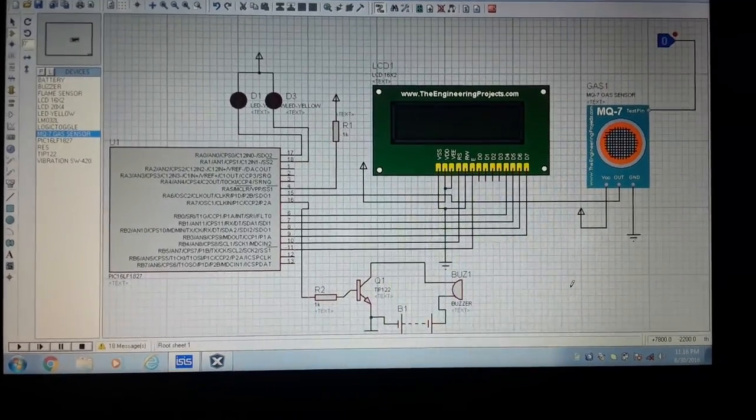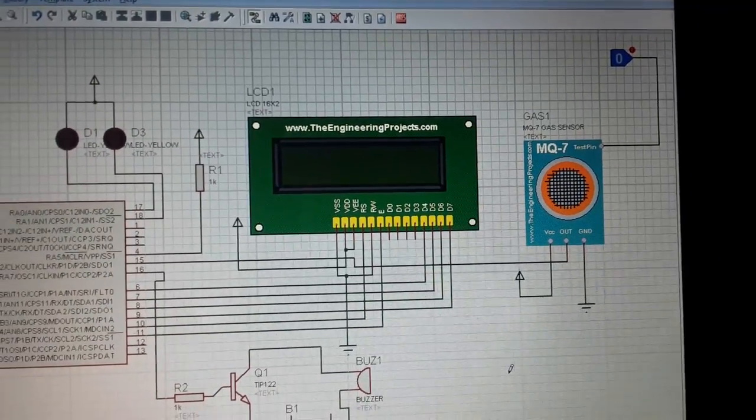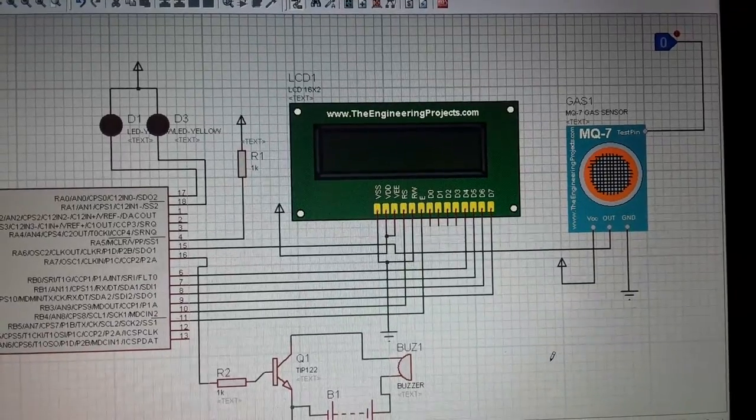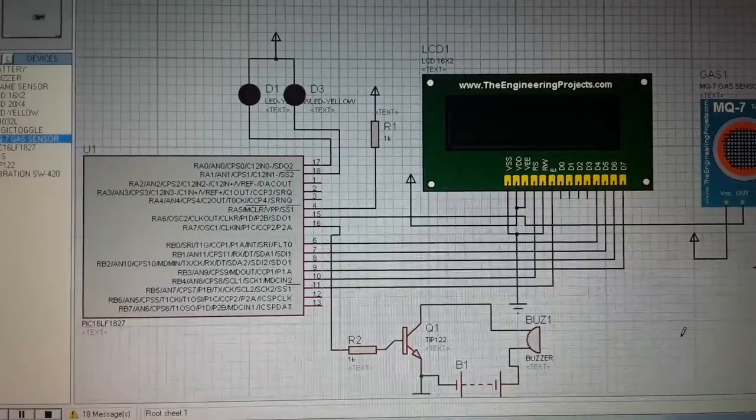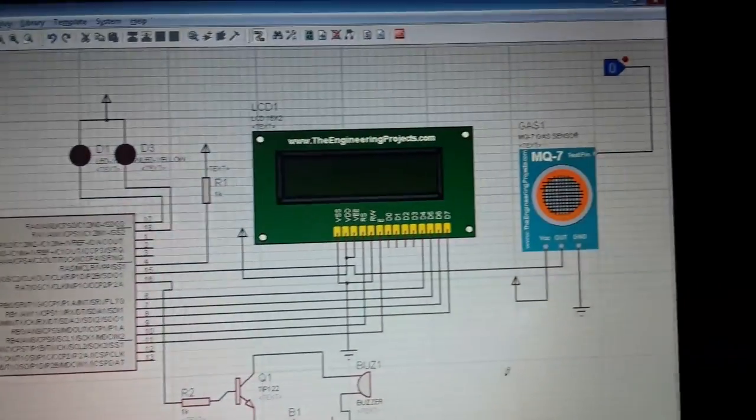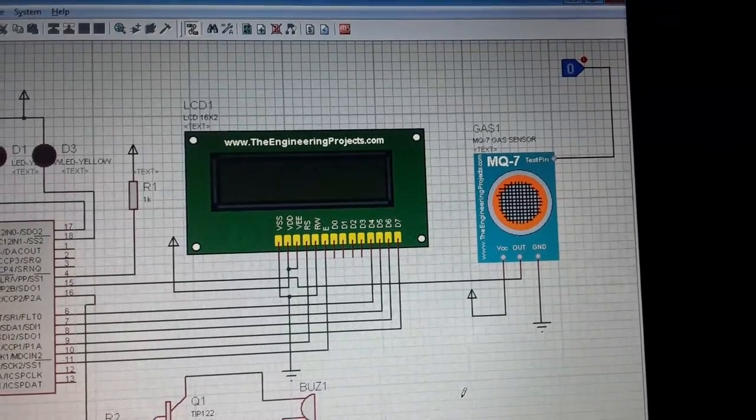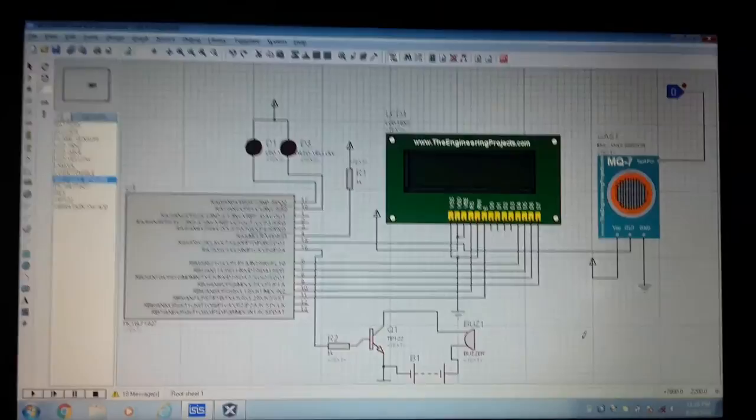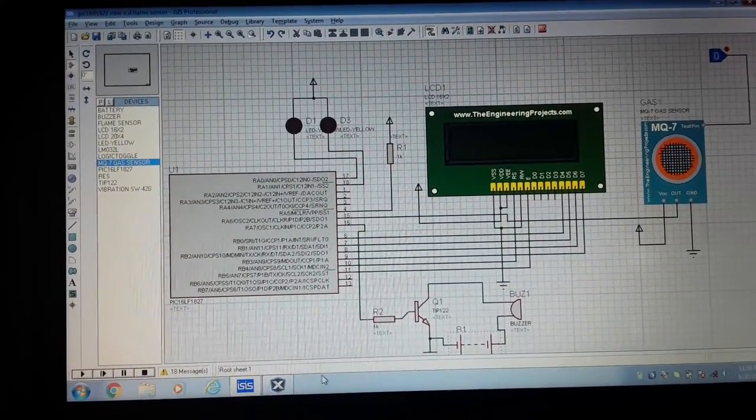PIC 16LF1827 and simulate by logic state source and new LCD provider the engineeringproject.com. Okay, and buzzer connected, then microcontroller and gas sensor MQ7 test pin via logic state source. So just start.